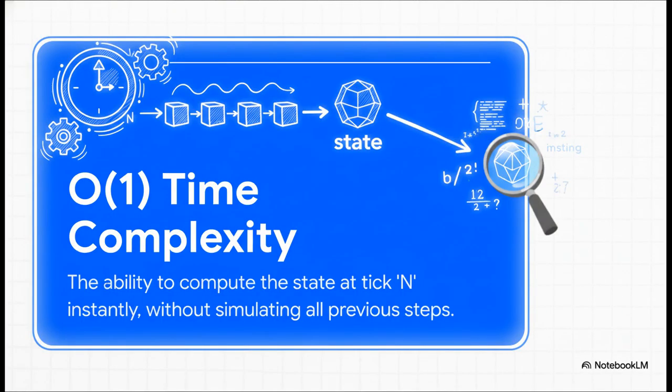Okay, and this is where that perfect clock becomes a legitimate superpower. In normal computing, if you want to know what happens at tick 1 million, you have to run all 999,999 steps before it. It's a slog. But with the atomic kernel, because the clock is just a pure mathematical formula, you can just plug in 1 million and instantly get the answer. This is called O of 1, or constant time complexity, and trust me, it changes everything.